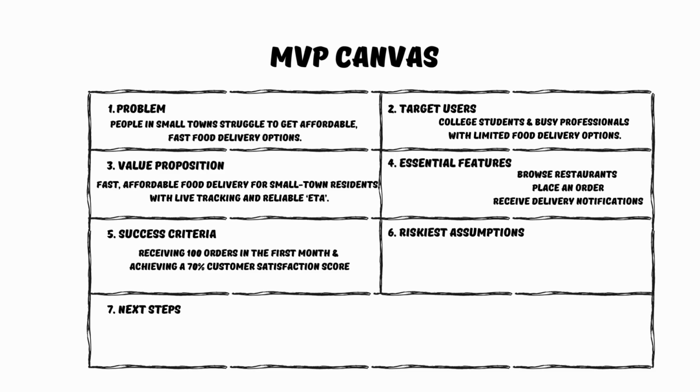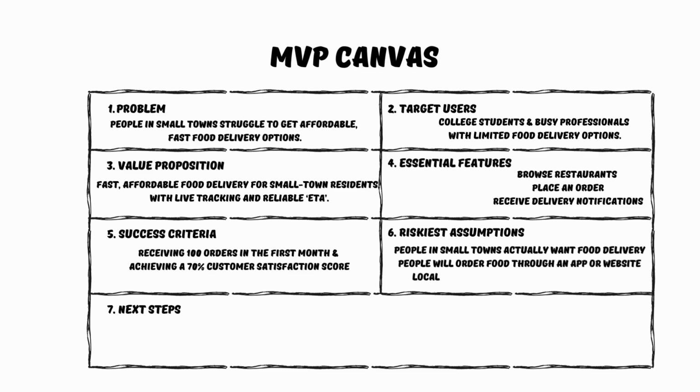Next, you identify your product's riskiest assumptions. You list down all the assumptions and choose the riskiest assumptions to validate. Riskiest assumptions are the ones that can make your entire product fall apart, so you try and test them early. For your product, assumptions might be that people in small towns actually want food delivery, people will order food through an app or website, and local restaurants are open to partnerships. Identifying these assumptions lets you design experiments to validate them.